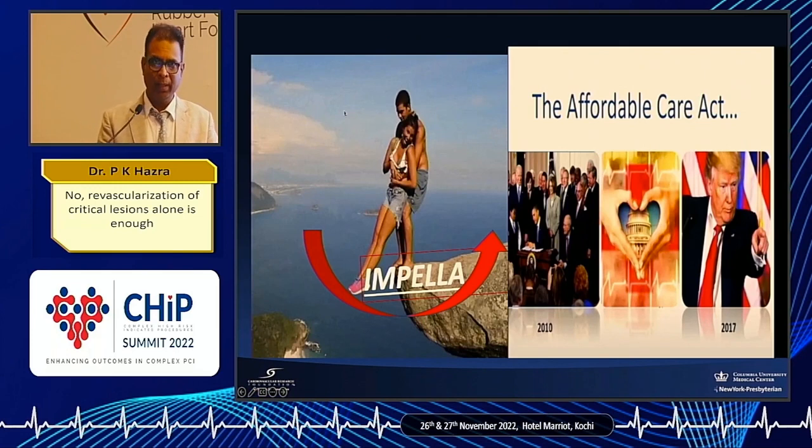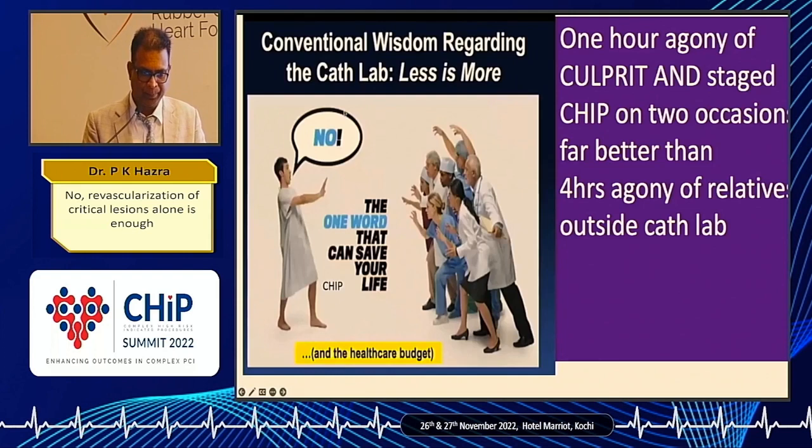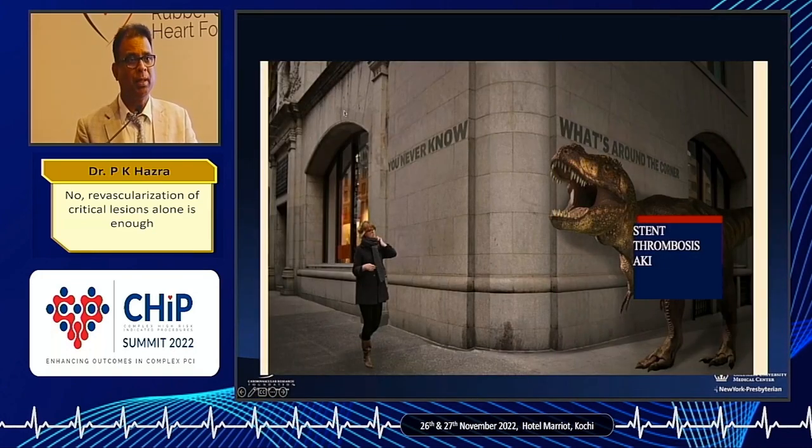We can use Impella to put this patient back on safety, but it comes with a lot of cost, and we are also talking about affordable cardiac care. Conventional wisdom regarding the cath lab: less is sometimes more. In the healthcare budget, 1 hour of agony of culprit only is far better for staged CHIP on 2 occasions than 4 hours of agony of the relatives outside the cath lab. And sometimes this complete revascularization takes a lot of time. The surprise can come: retroperitoneal hematoma, acute stent thrombosis, and AKI.